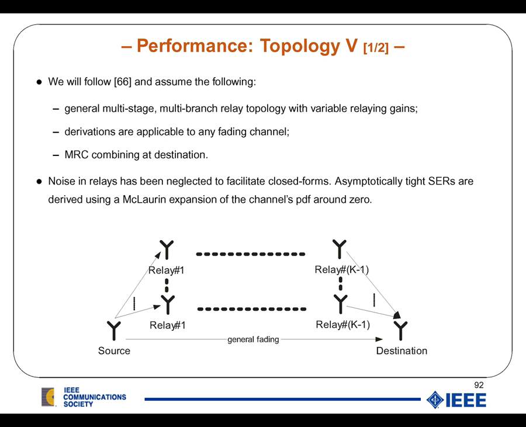Let us move on now to topology number 5, and we follow here paper 66. It is a fairly generic topology where you have a few relays in parallel and a few relays in concatenation in serial. You also have a connection between source and destination, and we assume maximum ratio combining at the destination. Now the equations which have been derived neglect the noise in the relays, and they're also only asymptotically tight for large SNRs, but they give quite an interesting insight into the behavior of such systems.